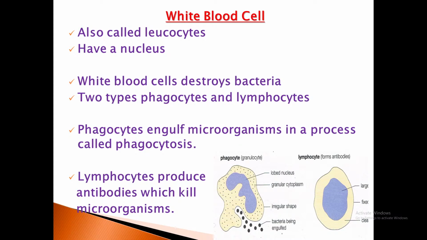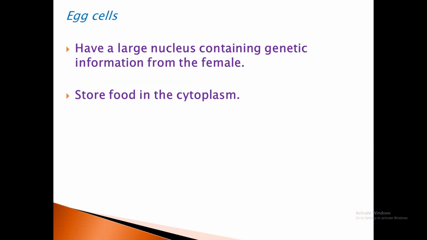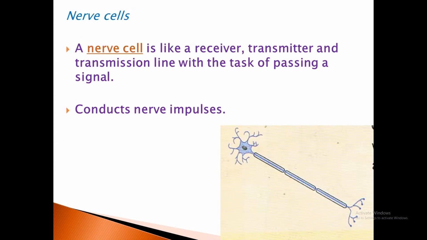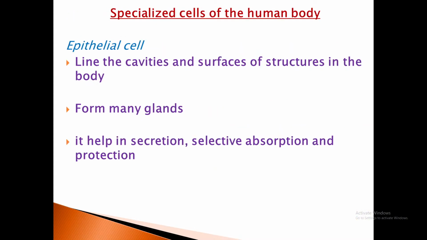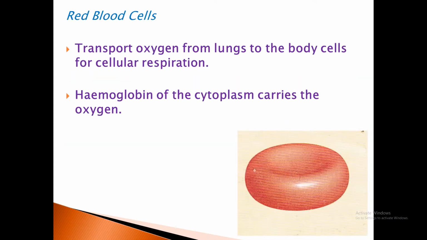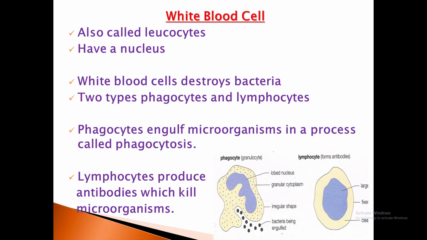Alright, so moving on to our next type of specialized cell. So again, students, so far if I should ask you to list or give me the different types of specialized cells in the human body, nerve cells would be one, epithelial cell, we have sperm cell, we have egg cells, we have red blood cell, and of course we have white blood cell now.